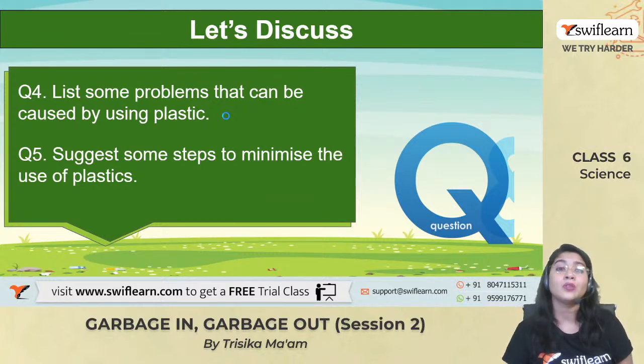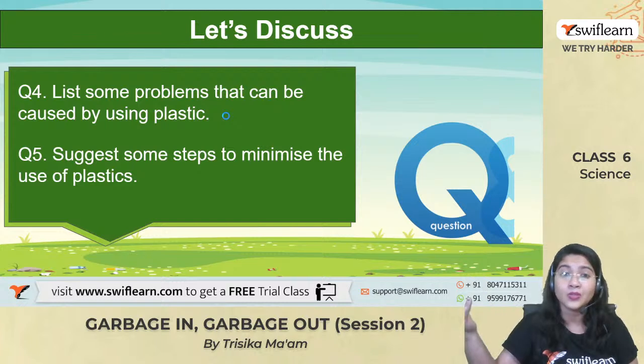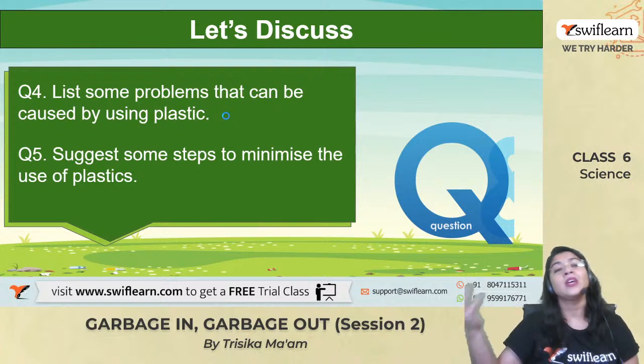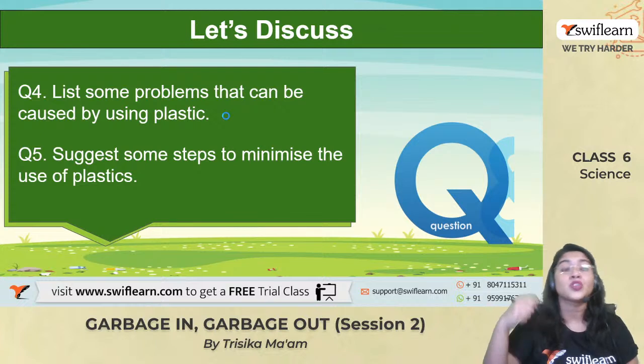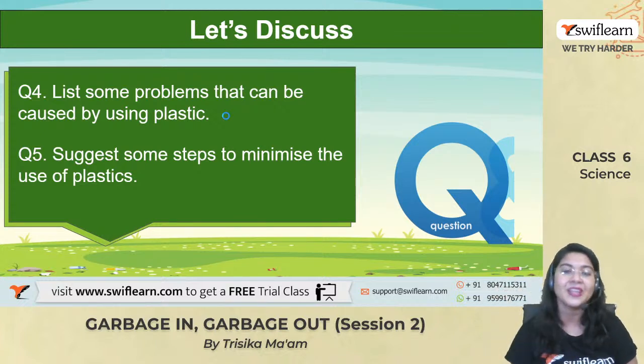And also the innocent animals, if they swallow plastic, they will get a lot of diseases and they will die. And if plastic items go into the drainage system, they will definitely block the whole drain, right? So these are the different problems caused by using more plastic. Fine. Coming to the last one, suggest some steps to minimize the use of plastic.